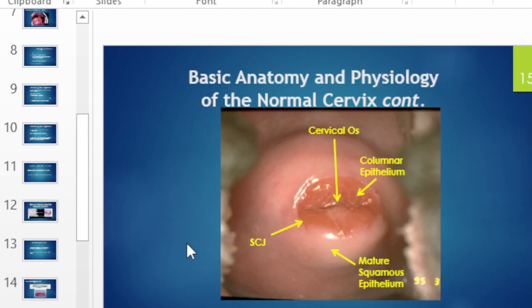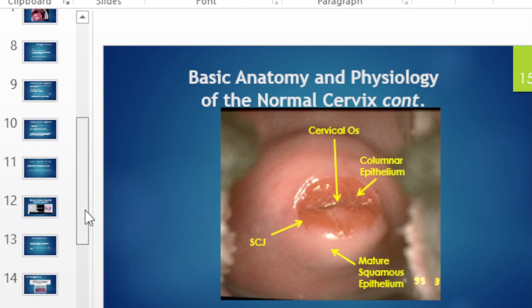So here we've got an illustration of the squamous epithelium on the ectocervix, and you have the columnar epithelium on the inside as you are going into the endocervix. And the squamocolumnar junction is where the two meet, the squamous epithelium and the columnar epithelium.